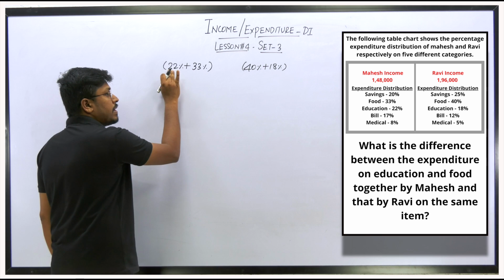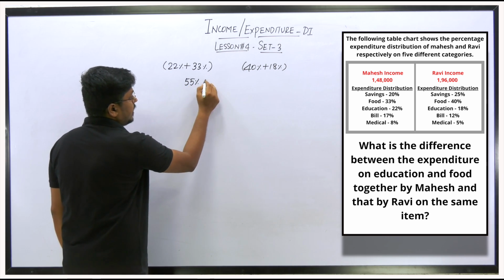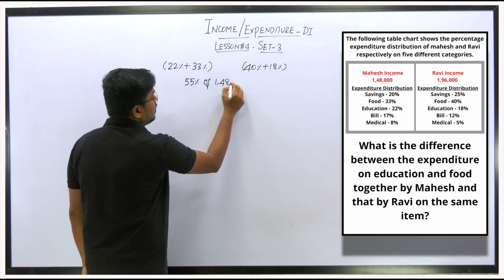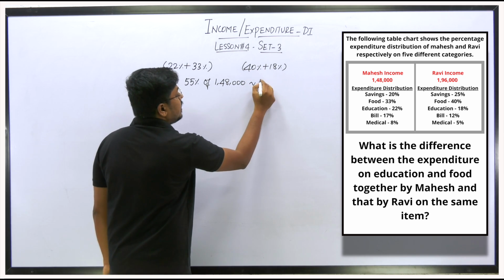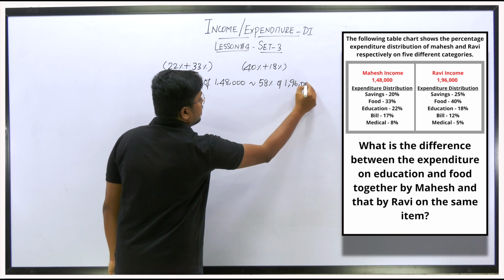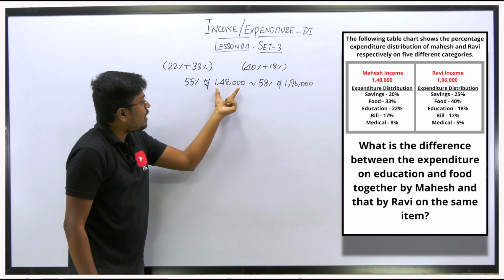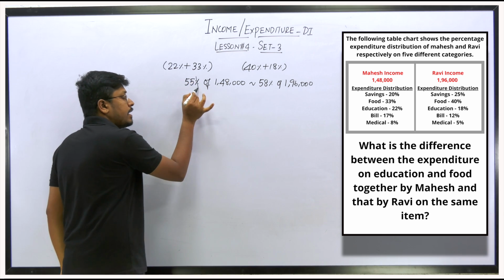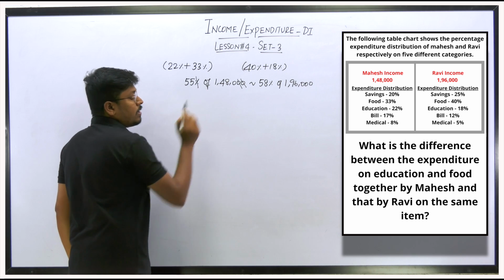So 33 plus 22 will be 55 percentage of the total salary. Mahesh's salary is how much? 1,48,000, right? So we need to find the difference. Similarly, 40 plus 18 will be 58 percentage of 1,96,000. So instead of calculating 55 percentage of 1,48,000, what you can do is cancel this percentage, because percentage will be divided by 20. So cancel 20 here. Understood or not?